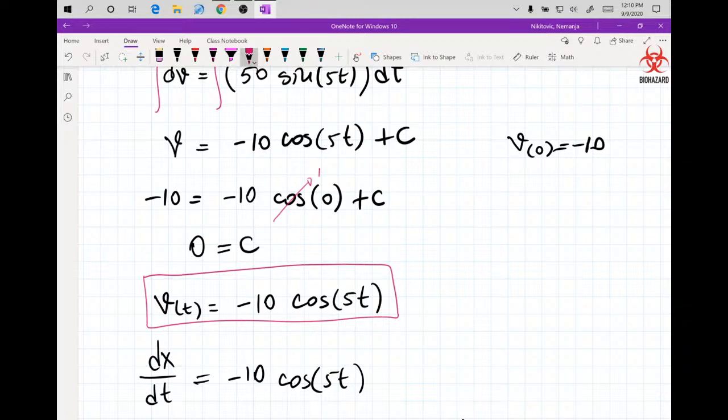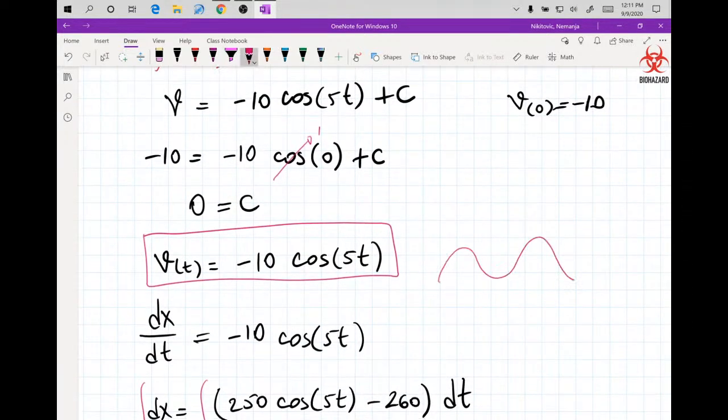So now if you ask me, what happens with the object after 10 seconds? Well, I just put t equals 10. That's going to be 10 times 5, so that's cosine of 50 radians. And you calculate that in your calculator. You make sure you're in radians. And cosine of 50 and then times negative 10. And you have the velocity, whether it goes forward or backwards, right? Positive numbers go forward, negative numbers go backwards. And you can calculate the velocity of this particle or whatever is moving.